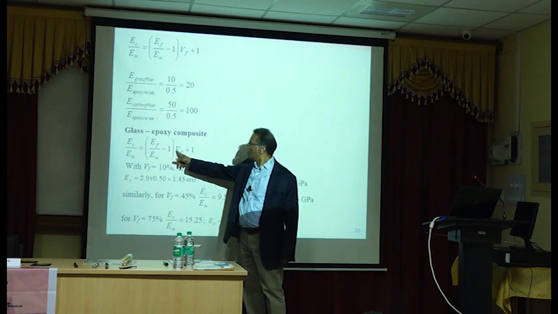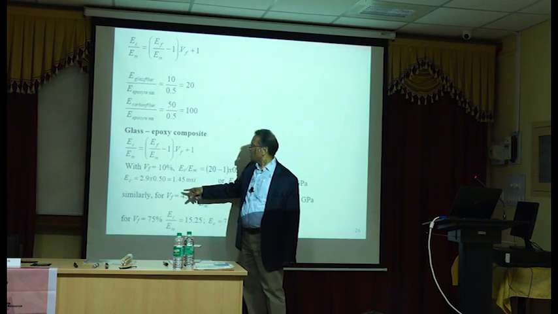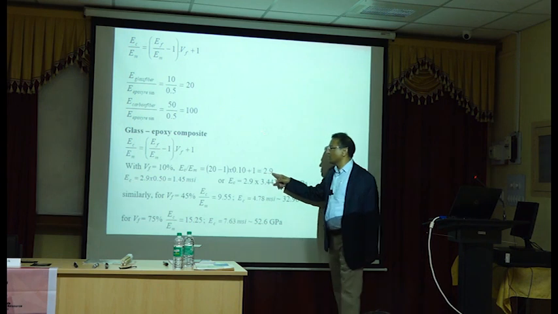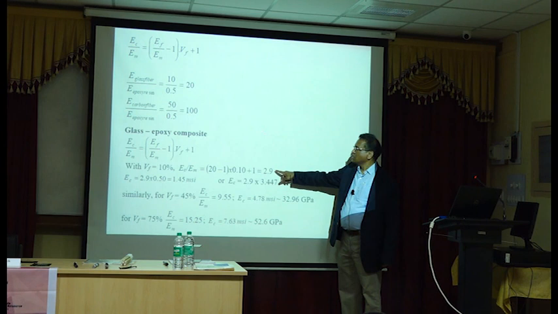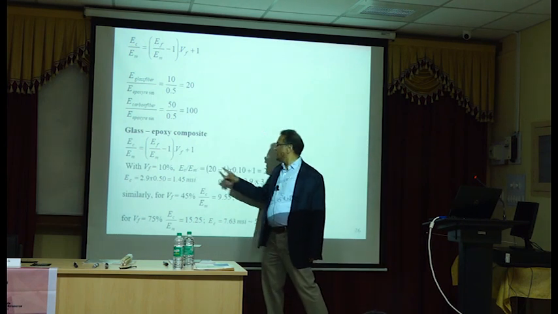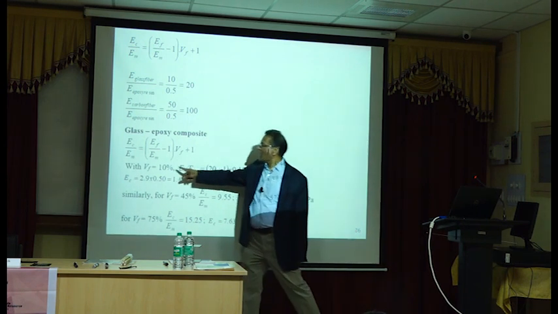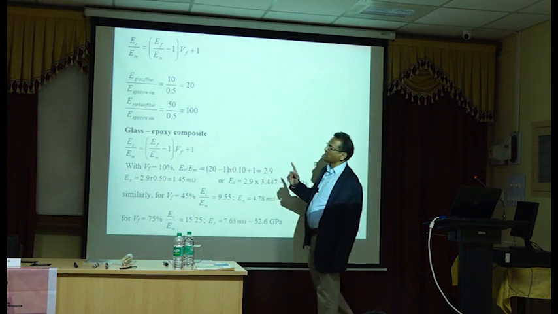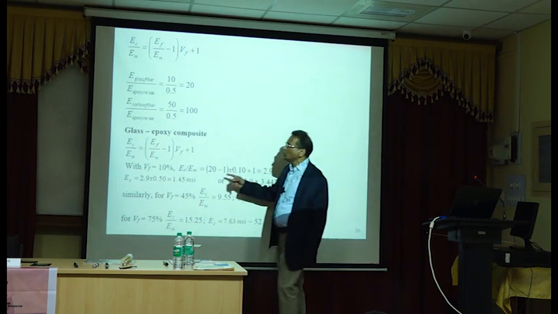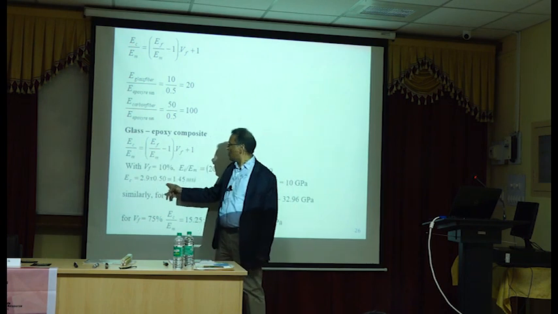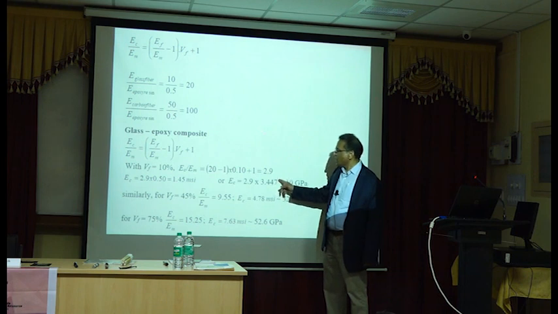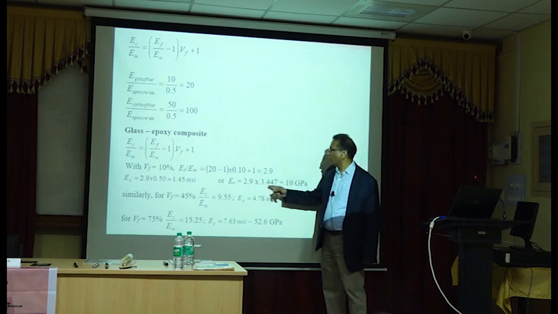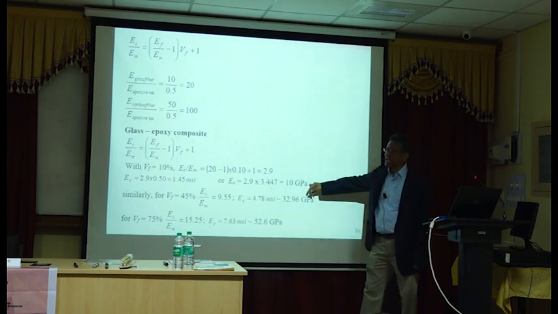fractions. For 10% volume fraction, we use VF equals 0.1, and then we get the corresponding ratio, which is 2.9. So EC over EM is 2.9 for a volume fraction of 10% for glass fiber. So EC would be 2.9 times EM, which is 0.5 MSI, which is nothing but 3.447 GPa. So 2.9 times 3.447, that's 10 GPa.